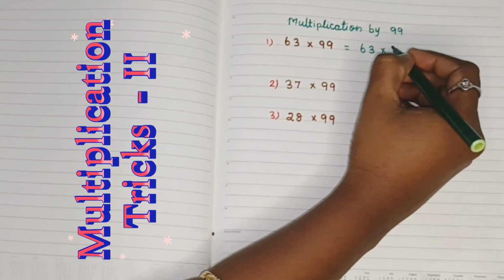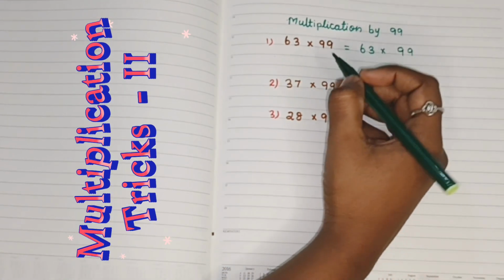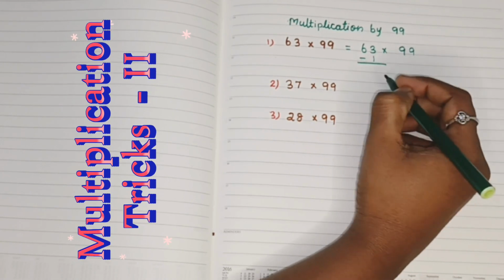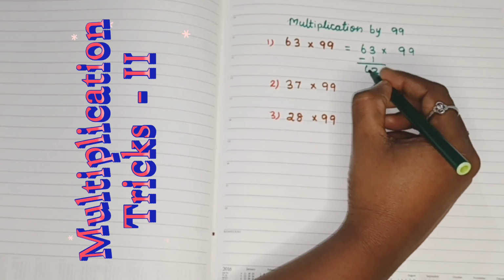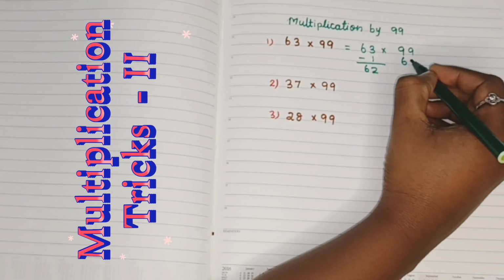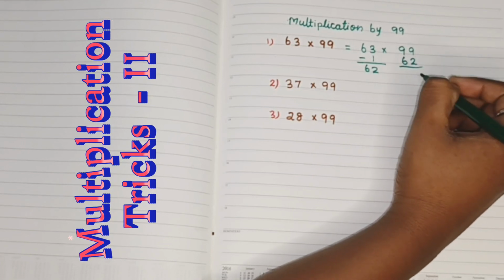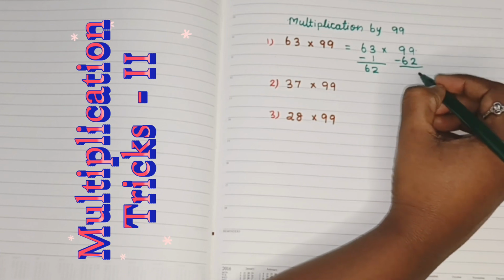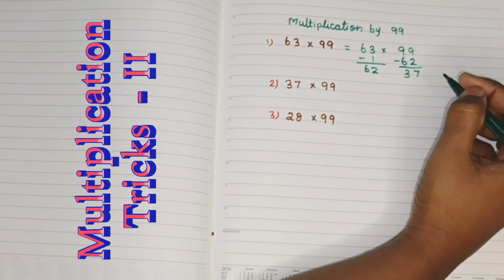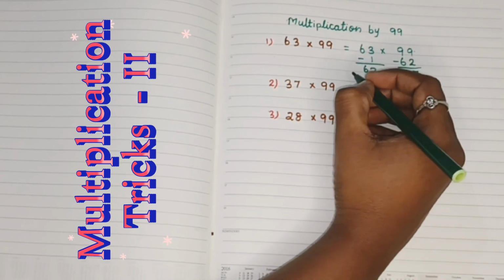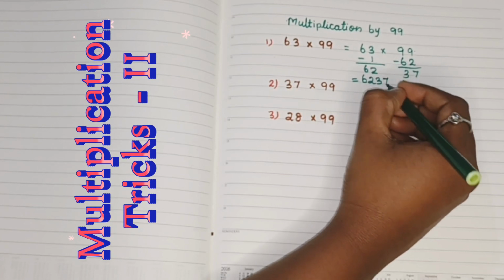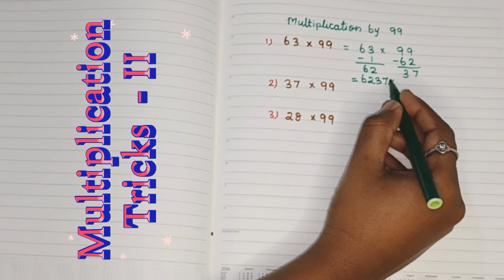63 into 99. First, subtract minus 1. 3 minus 1 is 2. Here 6. And then subtract the given number. What given? 62 from 99. 9 minus 2 is 7. 9 minus 6 is 3. So the answer is 6,237. This is the answer.